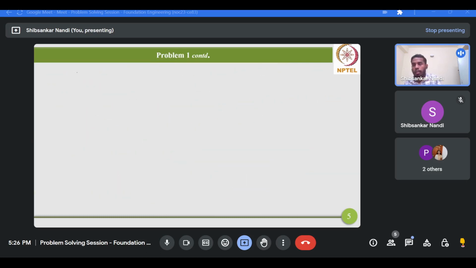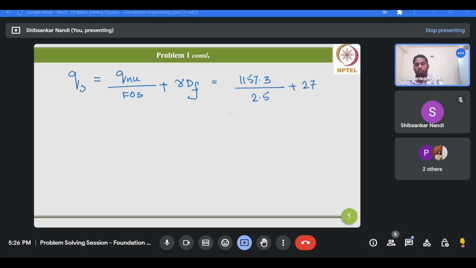Okay, now after calculating qnu, you can calculate qs. So qnu divided by factor of safety plus gamma times Df. So 1157.3 divided by 2.5 plus 27. So this value would be, I hope, 489.92. So this is the safe bearing capacity.